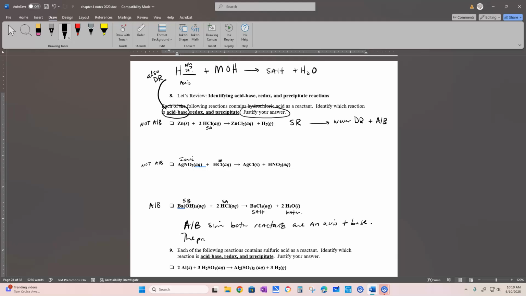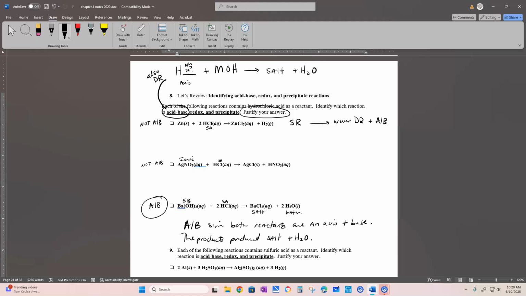The products produced a salt and water. Okay? I labeled my evidence up here, but I still have to explain. Okay? So, definitely acid base.